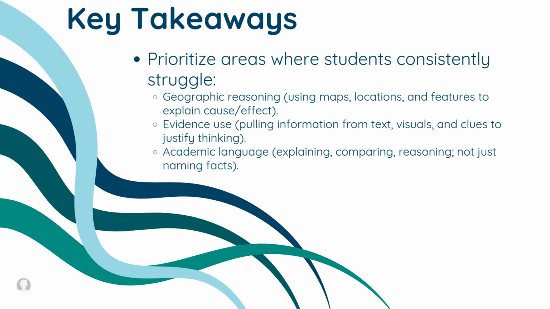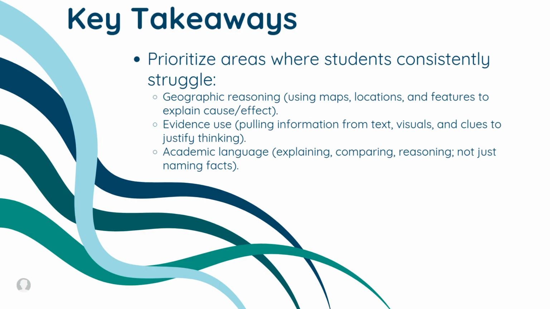Another key takeaway is that we want to emphasize areas where students often face challenges. One area is geographic reasoning, and this involves using maps and locations to understand cause and effect, which is a critical skill. So we want students to look beyond what they see and think about why things are the way they are.